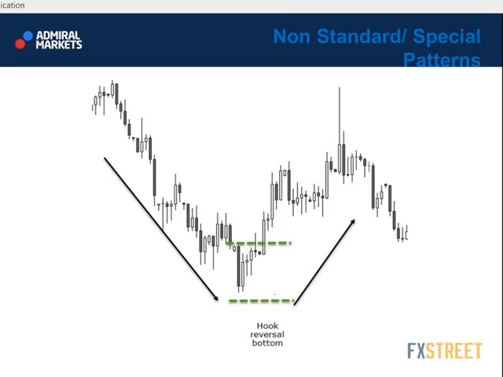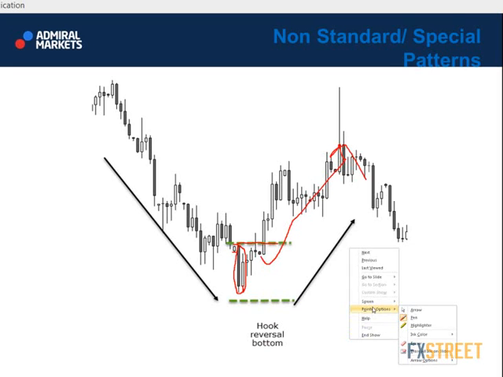The main cue for a hook reversal bottom is again an inside bar. This is the inside bar. So mother candle, big bearish candle, baby candle, bullish candle. When the previous candlestick's top is broken, this is a sign for an early hook reversal pattern. Okay?